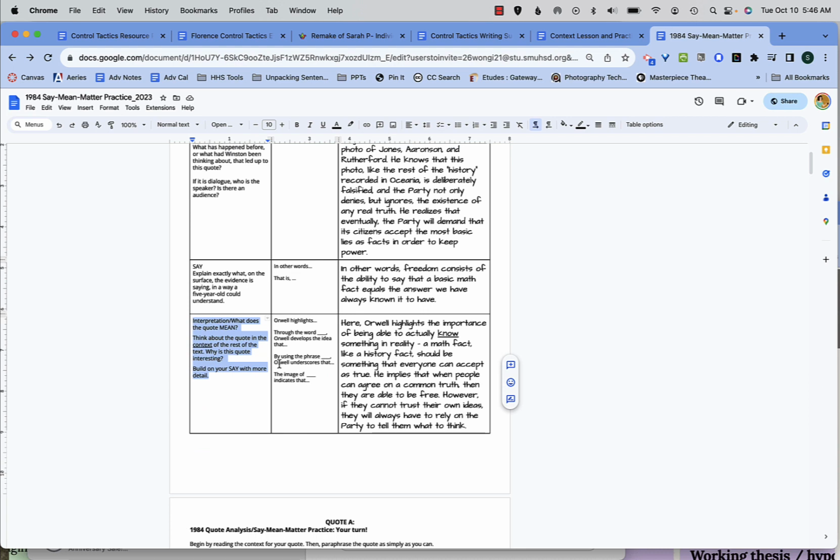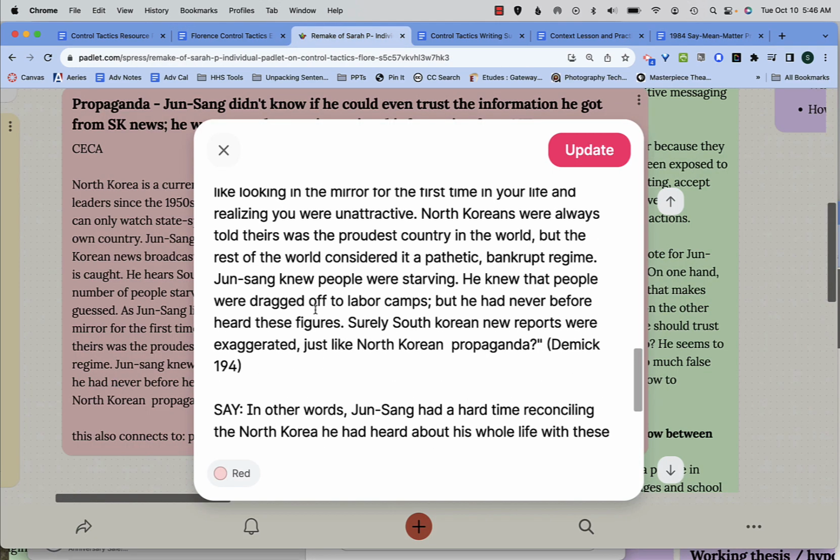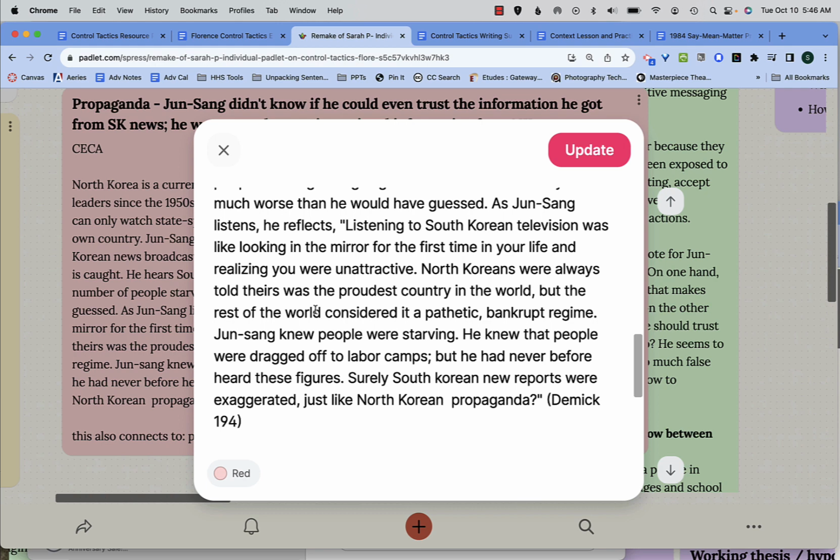Recall that mean needs to do interpretation. It needs to pick up on a piece of the quote and build an inference from it. So I'm going to go back to my quote, and I'm going to choose a section that I think that I can say something more about.